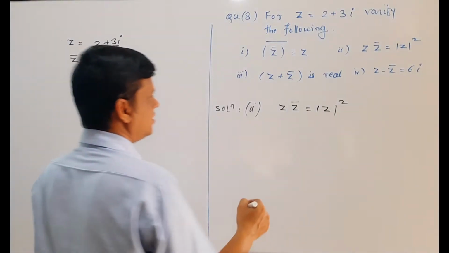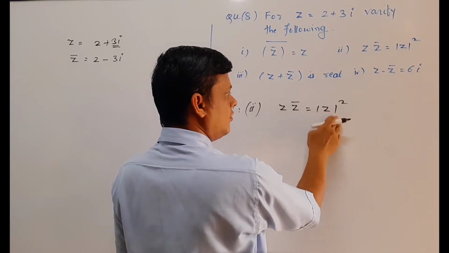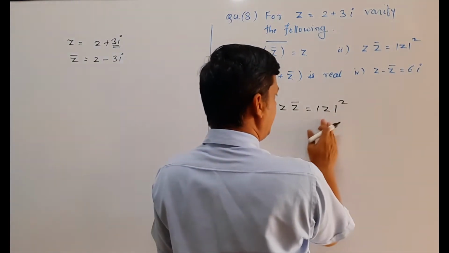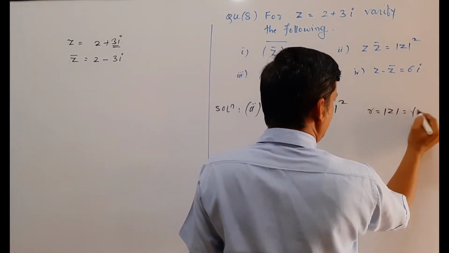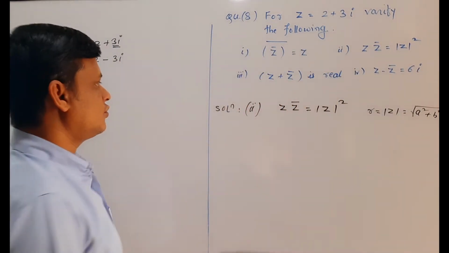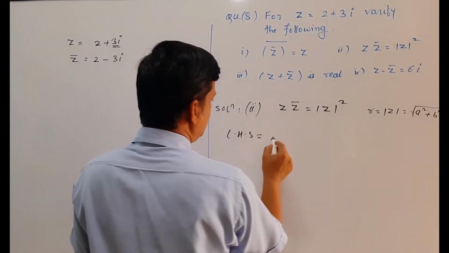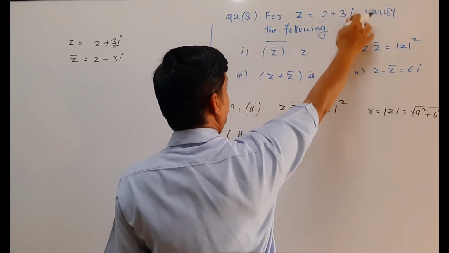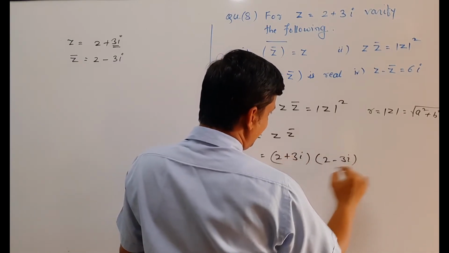Now see sub question second. z into z bar is equal to the modulus of z, its square. So we know what is meant by modulus. We write modulus by r, or mod of z, which is the value of under root a square plus b square. So we calculate here LHS. LHS is equal to z into z bar. So z is 2 plus 3i. Its conjugate is 2 minus 3i.